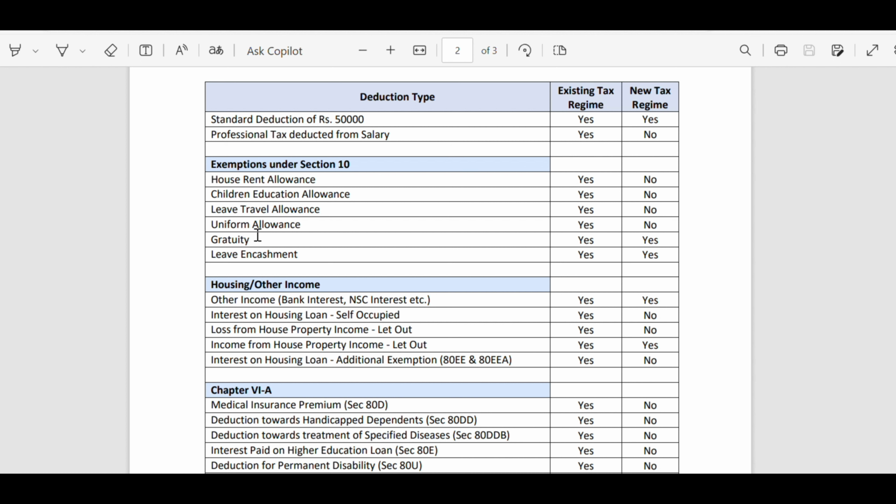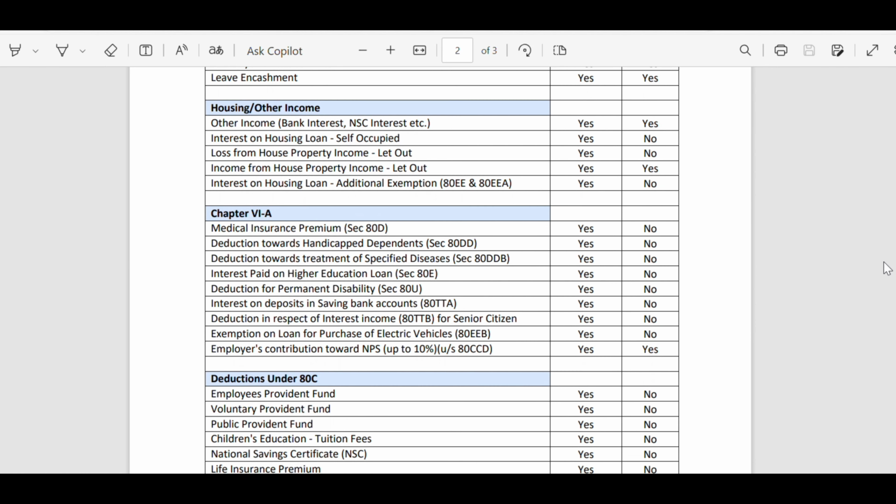So, uniform allowance, I'll just skip all these things. Coming to the main part here is the housing loan income.